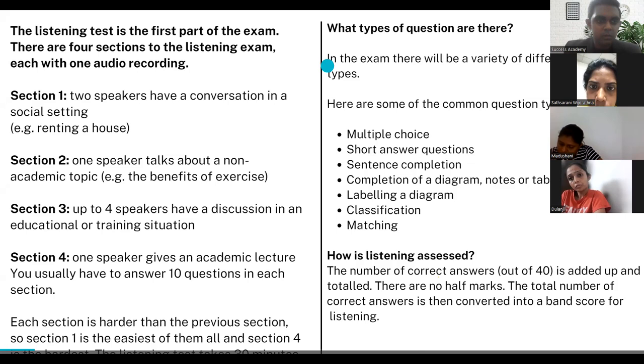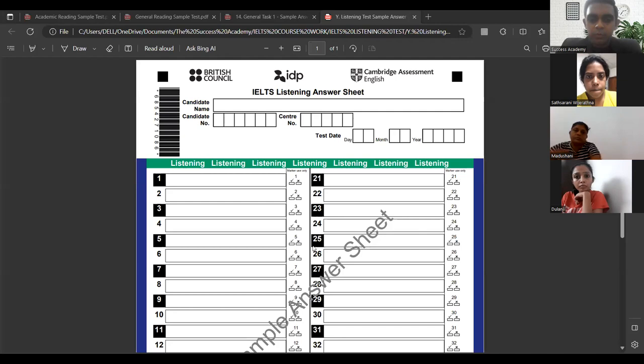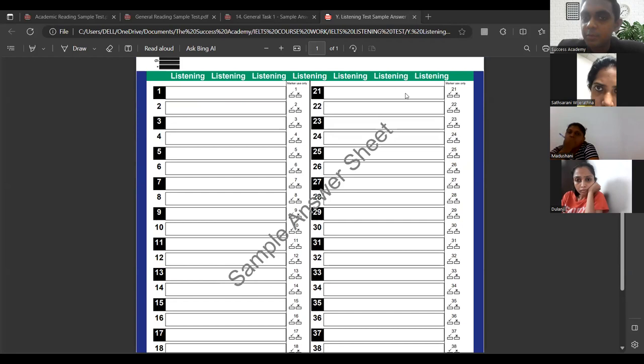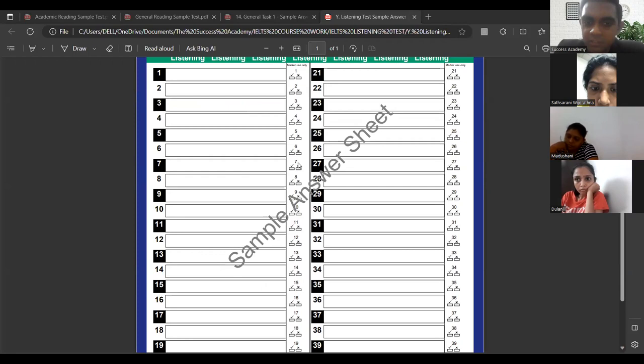Your answer sheet looks something like this, right? You will get an answer sheet like this, right? And then you will have a question paper separately. Once you mark down your answers on the question paper, you will get an extra 10 minutes to write your answers here. Right? That is how 40 minutes are made.